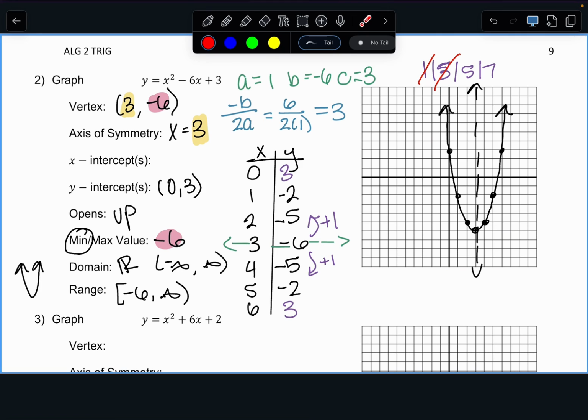But here, my x-intercepts are between those 2 points. So here between 1 and 2, or between 0 and 1, and between 5 and 6. So they're decimals. We just write decimal. And we save it for later.